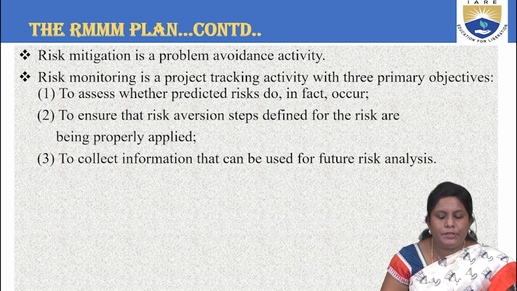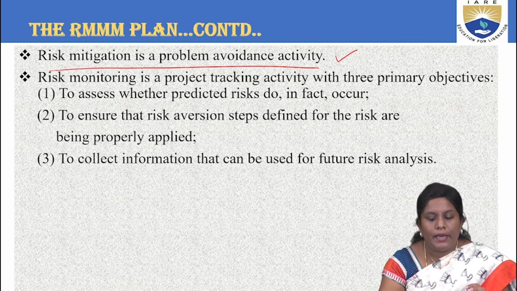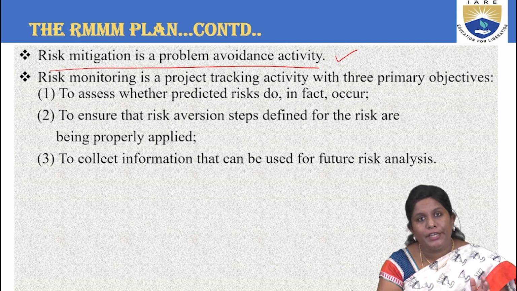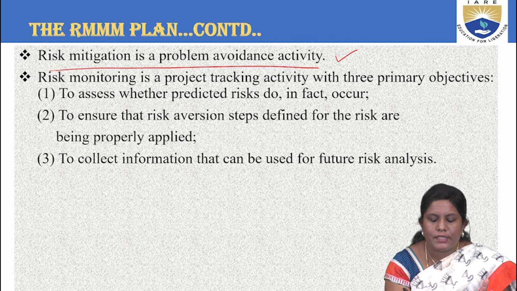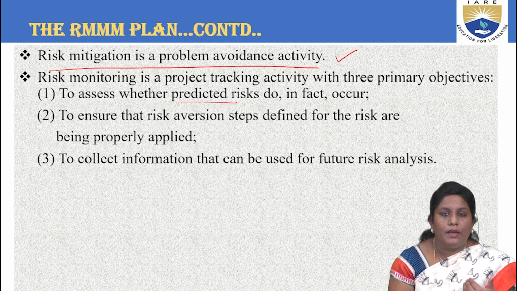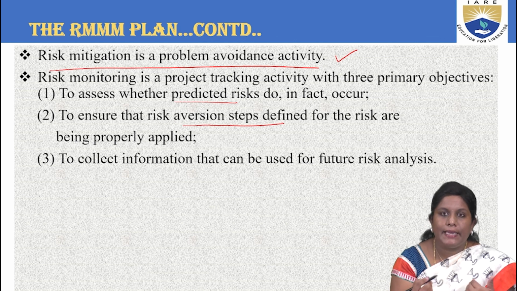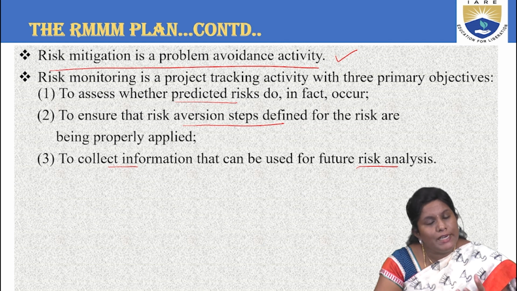Okay. Now, risk mitigation is a problem avoidance activity. This is very, very important. In the RMM plan, the phase to avoid a problem is risk mitigation. In risk monitoring, you are trying to trace the activity of a project. The main goals of risk monitoring are, firstly, to assess the predicted risks; second, to ensure that refinement of the risks is done; and then to collect the information for future use. So I repeat, to avoid a problem, we involve the risk mitigation phase.